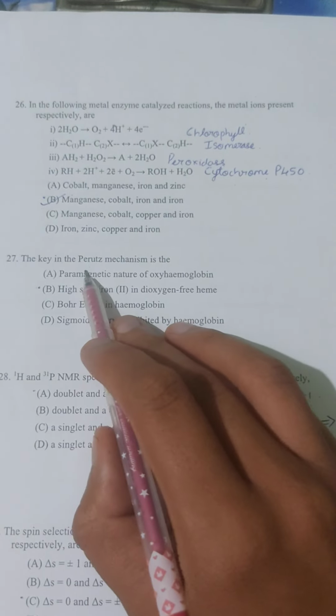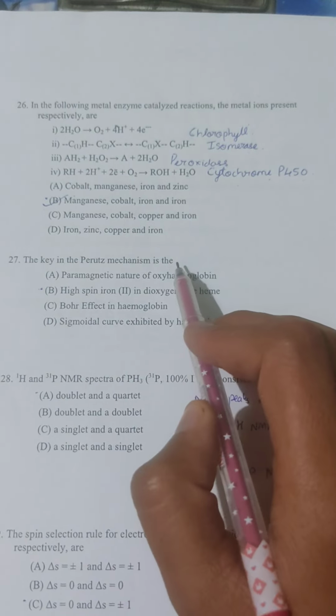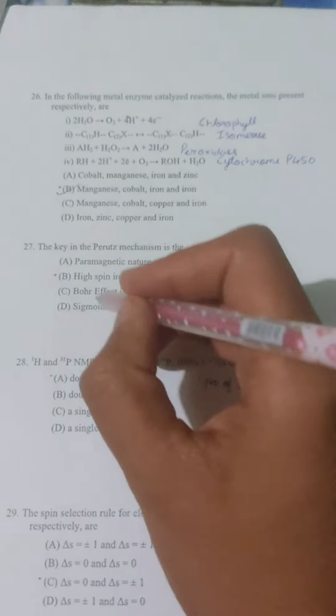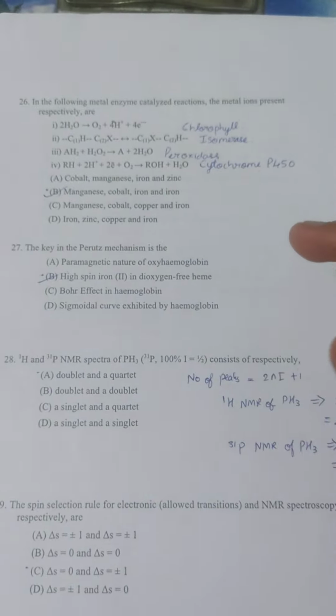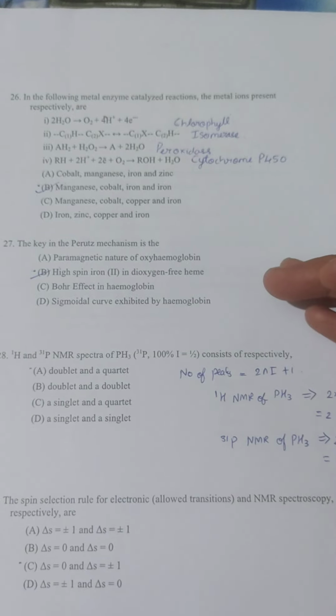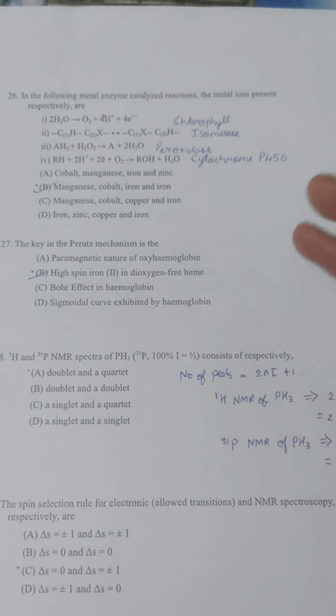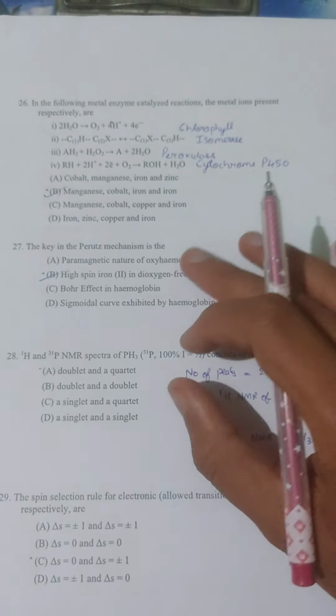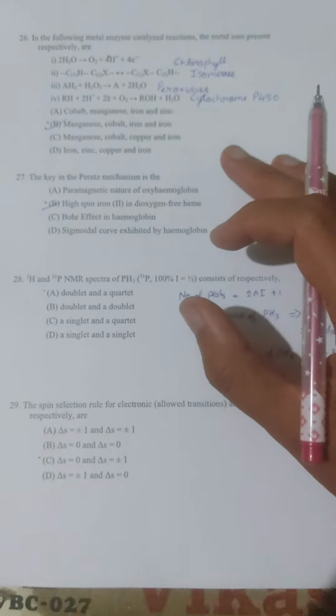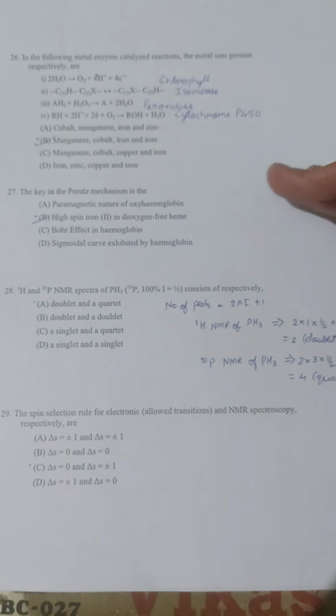So the key factor in the Perutz mechanism is, here I'll directly mark it because it is expected that you understand the concept about hemoglobin and how it works. The A.K. Das book for Bioinorganic Chemistry has explained this in a proper way. So please refer to that book. It will be easy for you all.